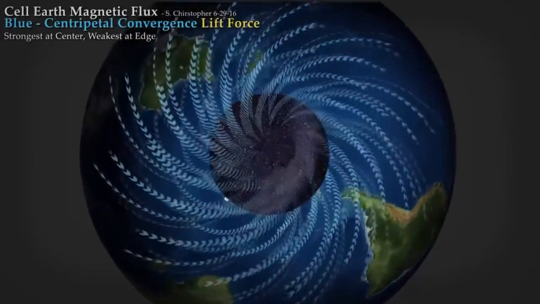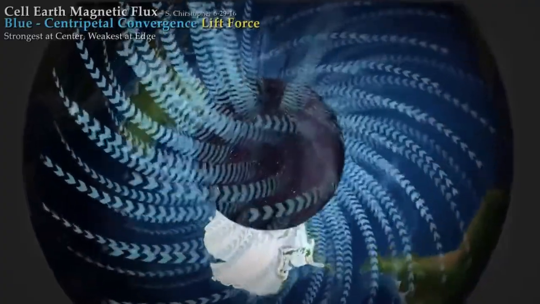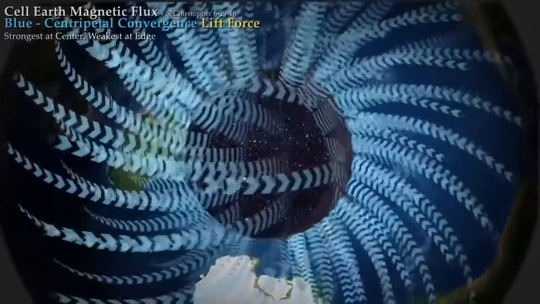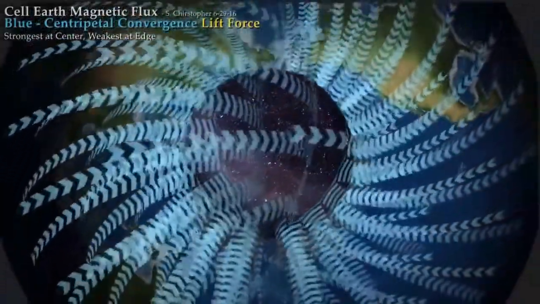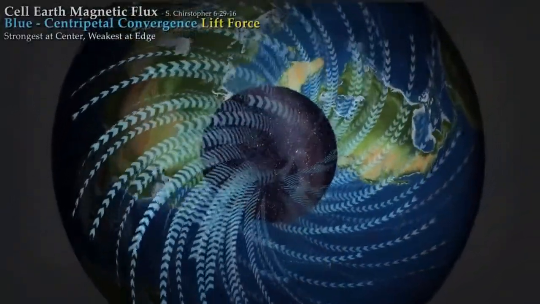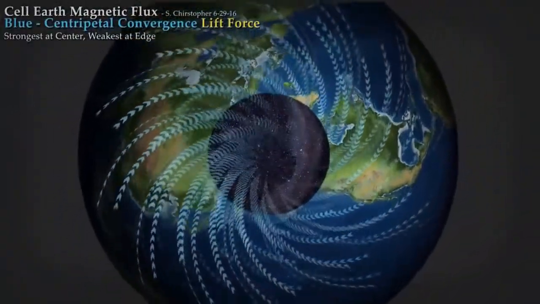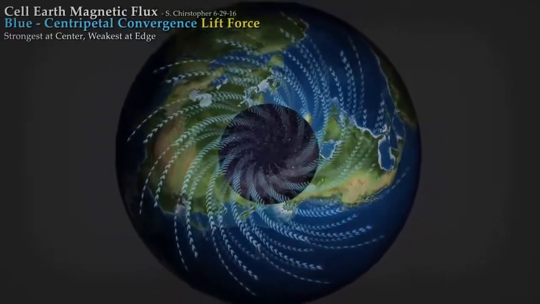Blue arrows represent the centripetal convergent lift force. It draws objects to the center, where the current is attracted to the moving convex surface of the celestial sphere. The lift force is stronger in the center and weaker at the edge. That is why planets have such an easy time staying aloft toward the center, because there's not that much sink force and plenty of lift force. If it weren't for the magnetic sun attracting the planets, they probably would crash into the celestial sphere.